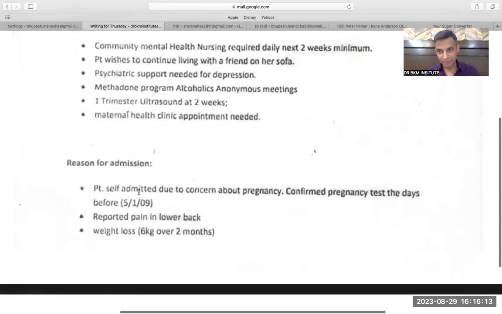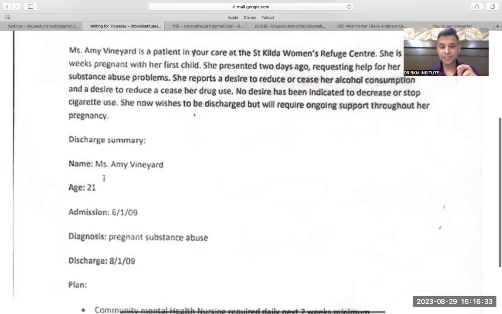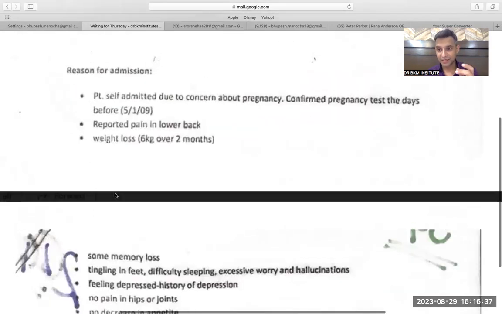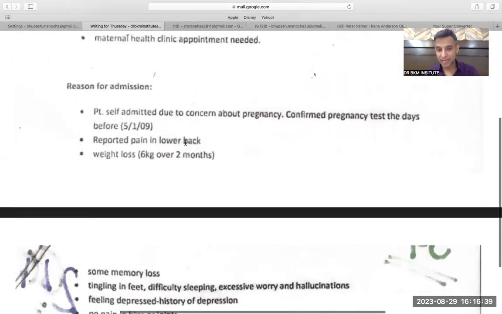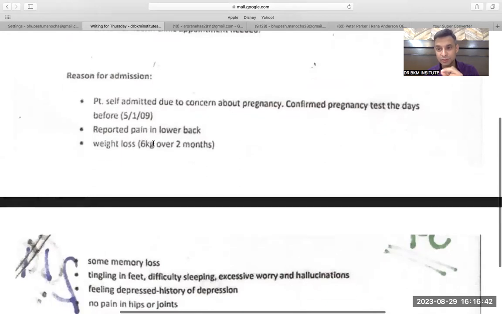Again, the reason for admission has been given: the patient self-admitted due to concern about pregnancy. The patient confirmed the pregnancy test a day before, on 5th of January, when she got to know that she is pregnant. On 6th of January, the very next day, she got herself admitted and reported lower back pain, weight loss of 6 kgs over the last 2 months.